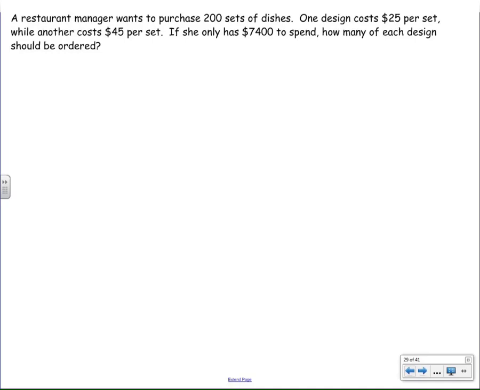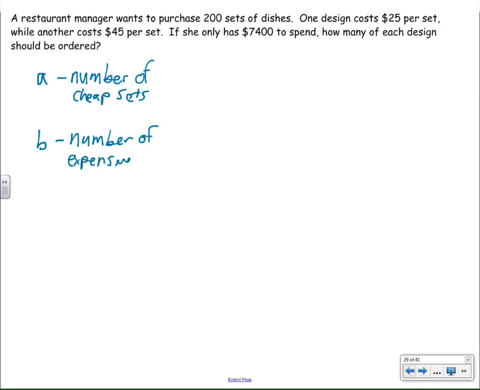Here's another question, similar design. And so what I train myself to do is define my variables first, and in order to know what I need to define, I go to the how many. It says how many of each design should be ordered. So I see what's happening here is a restaurant manager is purchasing dishes. There's 2 different kinds of dish sets, and so what I'm trying to find out is how many of one kind and how many of the other kind need to be purchased in order to meet the criteria that are established up here. Since the question is how many sets, then I know the number of sets is the variable for cheap sets and for expensive sets. So I've defined A as the number of cheap sets and B is the number of expensive sets, and I'll even color code them there.